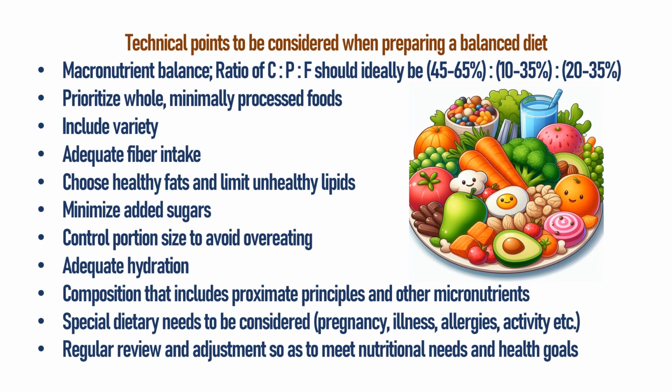Technical points to be considered when preparing a balanced diet. Macronutrient balance: the ratio of carbohydrates, proteins, and fats should ideally be 45 to 65%, 10 to 35%, and 20 to 35% respectively. The other key points include: prioritize whole, minimally processed foods, include variety, adequate fiber intake.